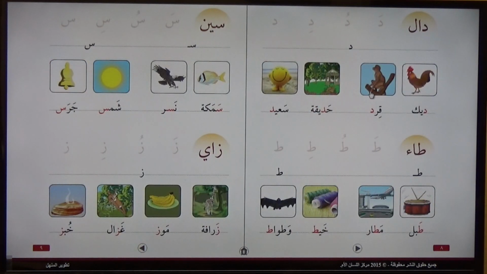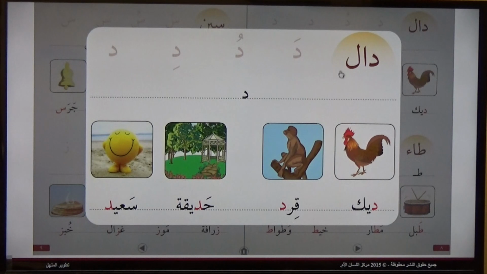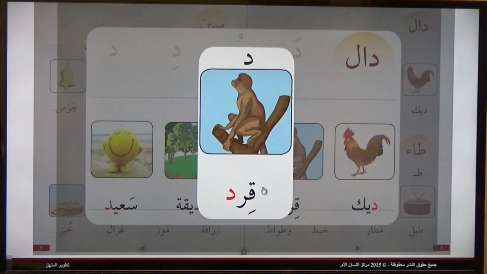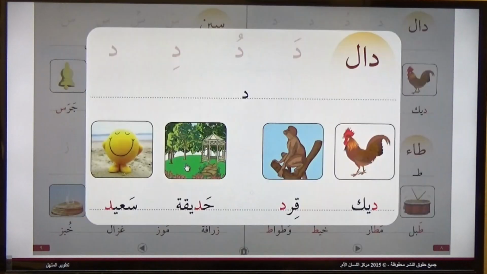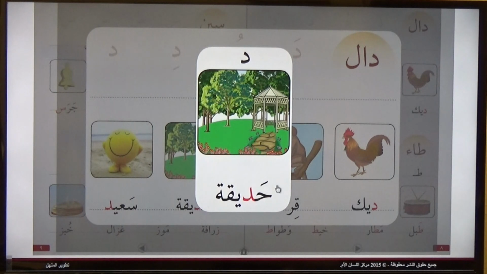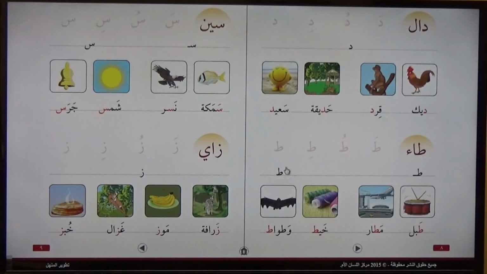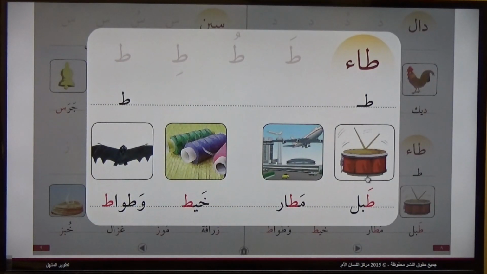Next sheet, the letter دال. ديك, قرد, monkey. حديقة, garden or backyard. سعيد, happy. Yeah, I shouldn't really be mentioning the things you already know from the pictures.